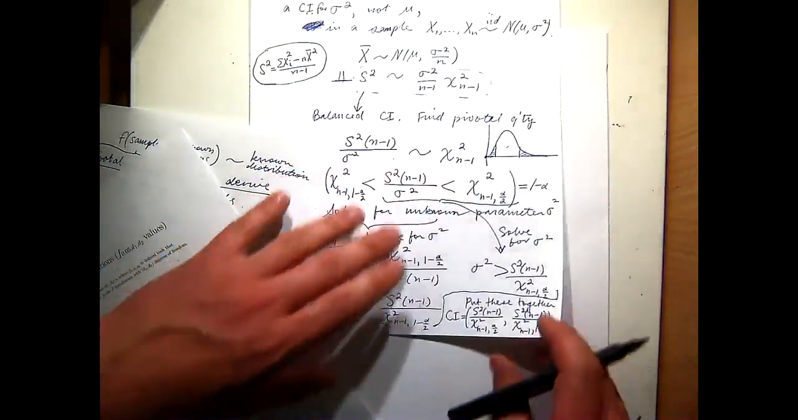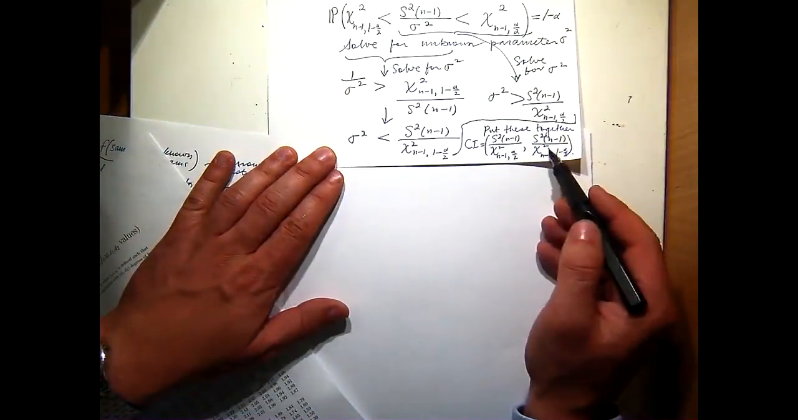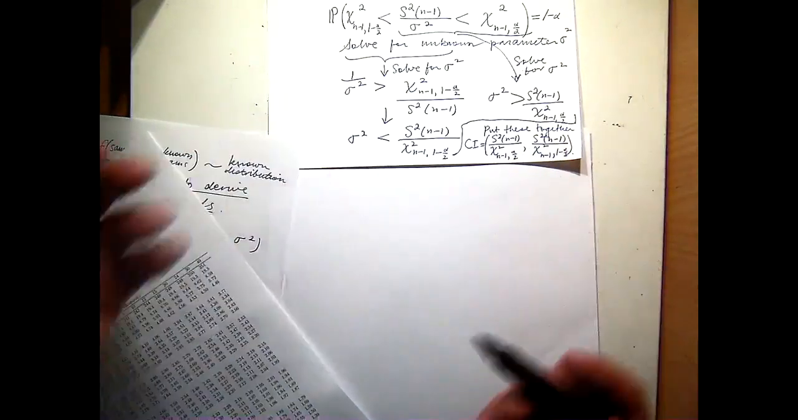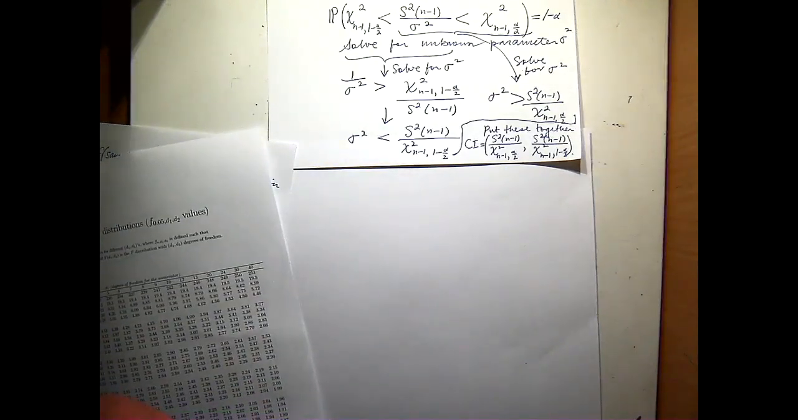It's just worth bearing in mind that you want to make sure you've got those in the right places. Of course, those two have to be in that order because that's a lower number than that, so it's not too hard to see this. So that's what a balanced confidence interval for sigma squared is.